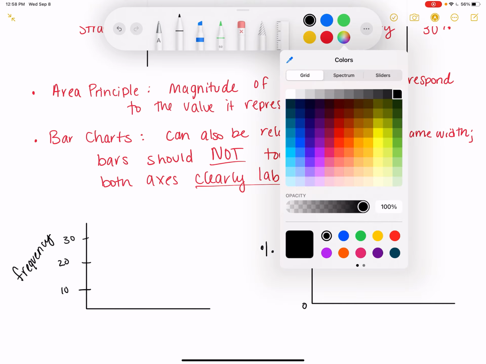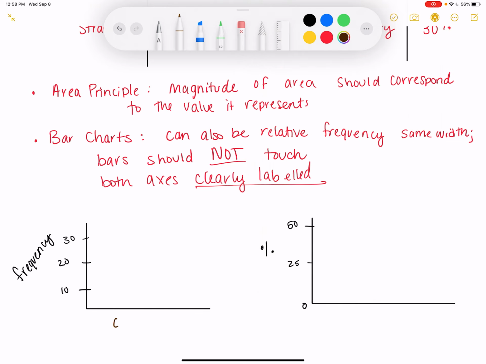All right, let's see. My chocolate color, I think, was this one. Our count for chocolate was 18. So I'm going to make a C on the bottom. I'm going to go up and approximate where 18 would be. It's not going to be perfect. Draw it and then color it in. Oh, I need different colors now.